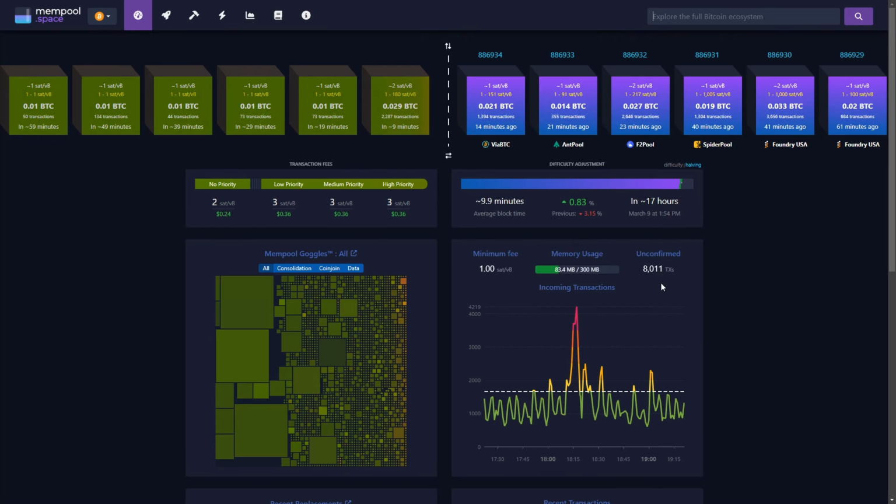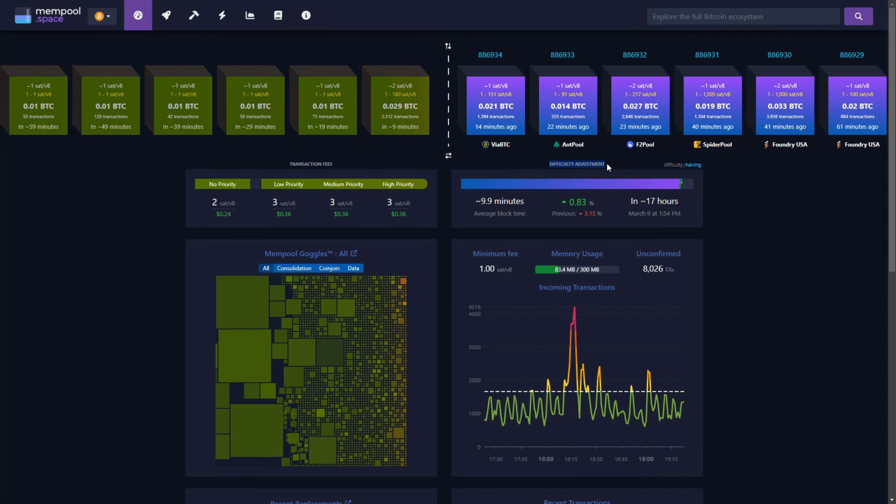Let's take a look at this part right here, which is called the difficulty adjustment. The difficulty adjustment is what determines how difficult it is to find a block if you are mining Bitcoin. The difficulty adjustment occurs every 2 weeks. So every 14 days, there's a difficulty adjustment.